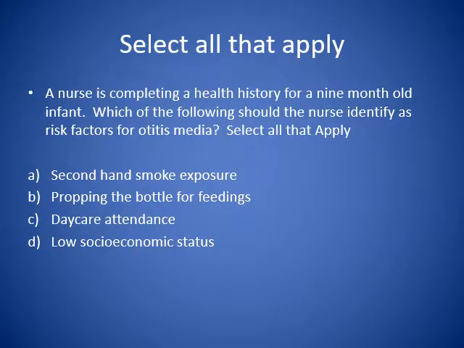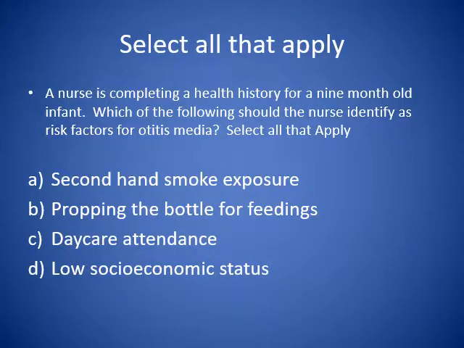Select all that apply. A nurse is completing a health history for a 9-month-old infant. Which of the following should the nurse identify as risk factors for otitis media? Select all that apply. A. Secondhand smoke exposure. B. Propping the bottle for feedings. C. Daycare attendance. Or D. Low socioeconomic status. They all are. All of these are associated with otitis, risk factors for otitis media.